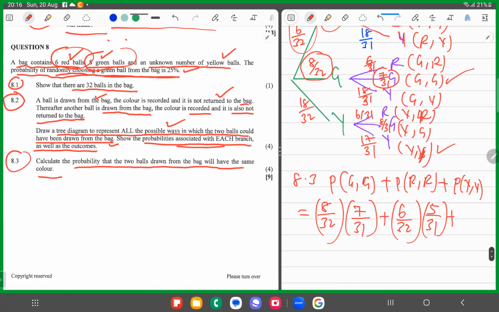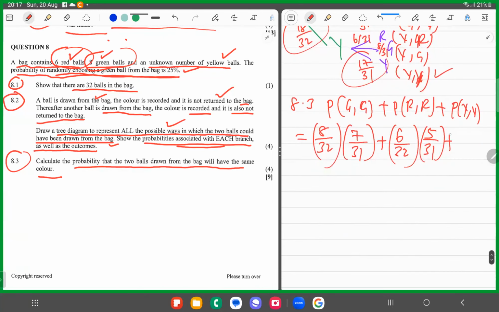Yellow, yellow would be 18 out of 32, 17 out of 31. Use a calculator for this, it becomes 49 out of 124. The calculated probability that the two balls drawn from the bag will have the same color is exactly 49 out of 124.